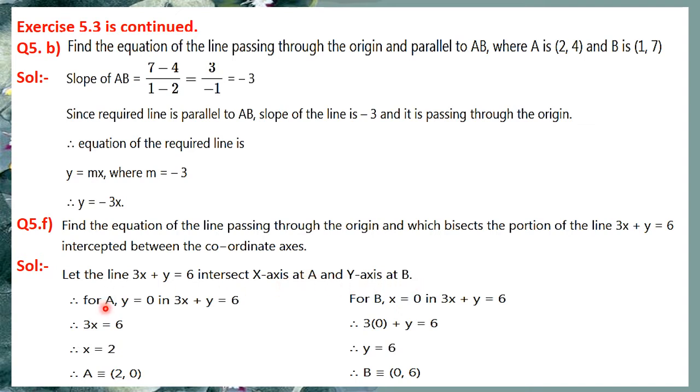Then for A, y is equal to 0 because on the x-axis y is equal to 0. Therefore, 3x plus y equals 6 means 3x is equal to 6, so x is equal to 2. So the point on the x-axis is (2, 0). Similarly, we will get the point on the y-axis. On the y-axis, x is equal to 0, so 3 into 0 plus y is equal to 6 means y equals 6. So the point on the y-axis is B (0, 6).